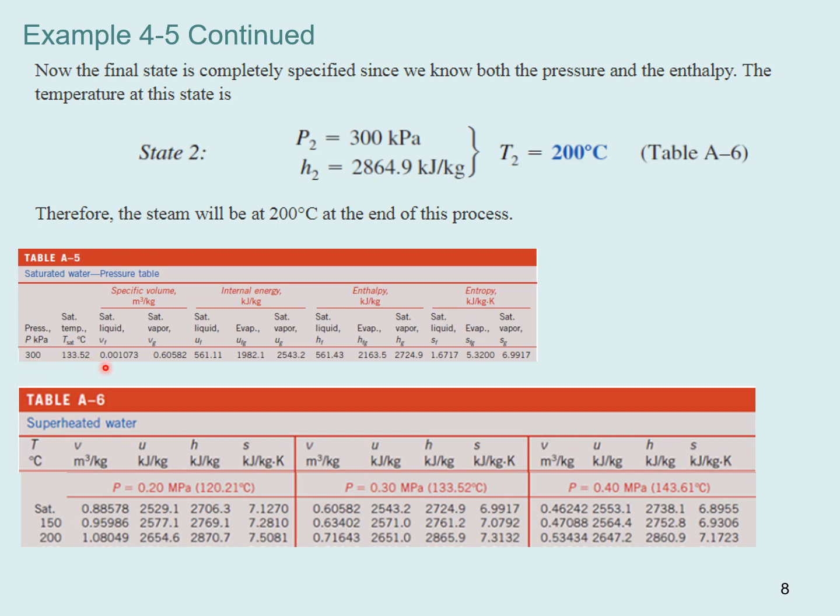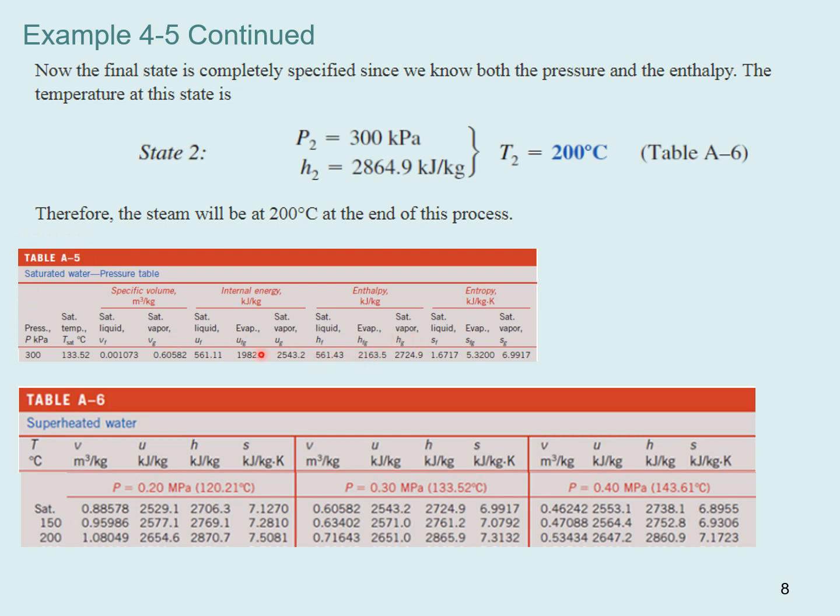So we come over to the enthalpy column, which is here. Here's Hf, 561.43. Well, we're bigger than that. We're at 2,864. The Hg value is 2,724.9. We're even bigger than that. So in this case, H is greater than Hg. What does that tell us? Well, it tells us we're superheated. And again, the only way we would know that is by going to table A5 first. So we can't use the values here.